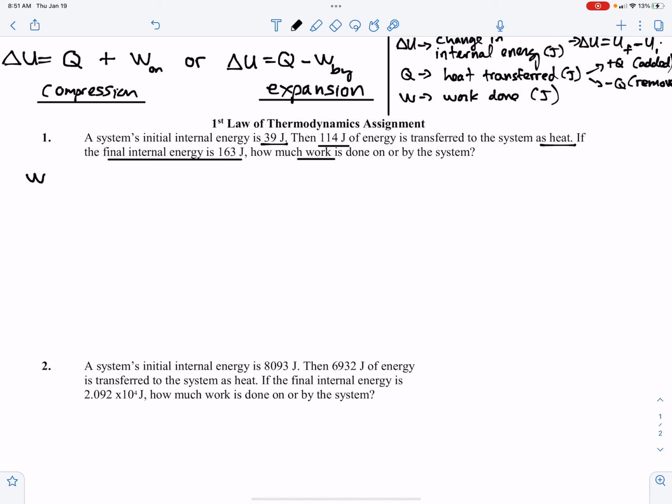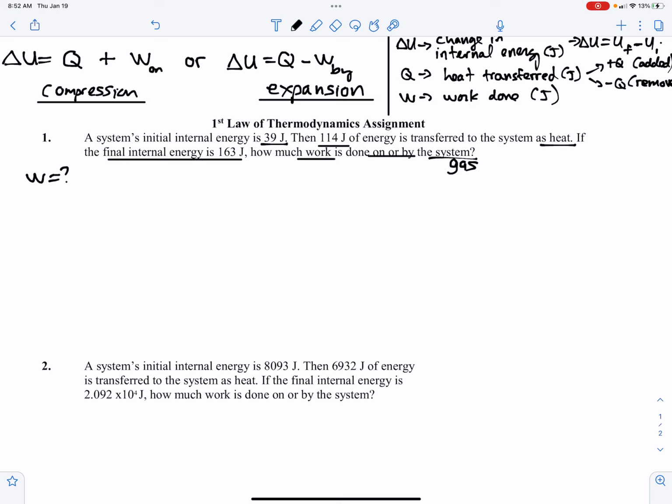Okay, so we're looking for the work done. Now it says on or by the system. So what we're going to do is essentially answer it one way, and then, of course, we're going to answer for the work done on the system, on the gas. And by system is referred to as gas. If we find the work done on a gas, then the work done by that gas would just be the negative of that previous calculation.